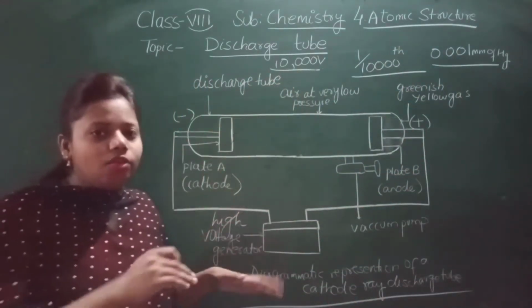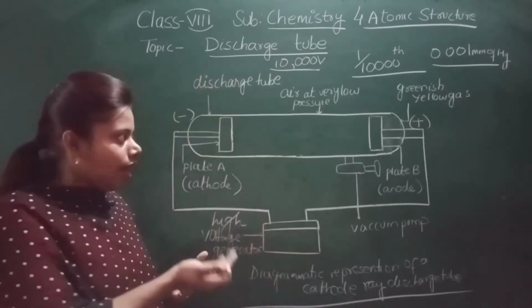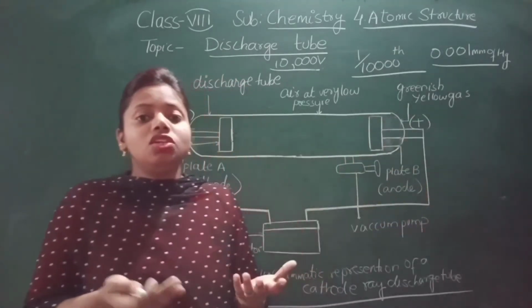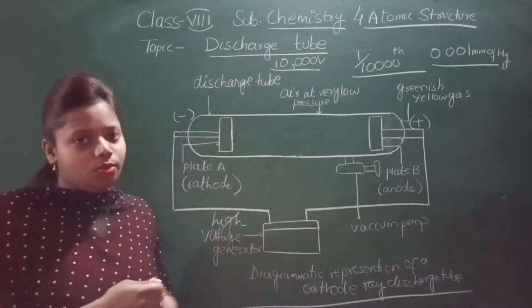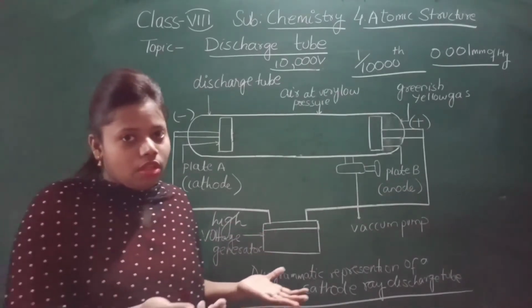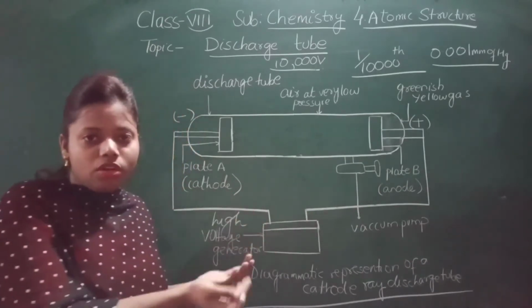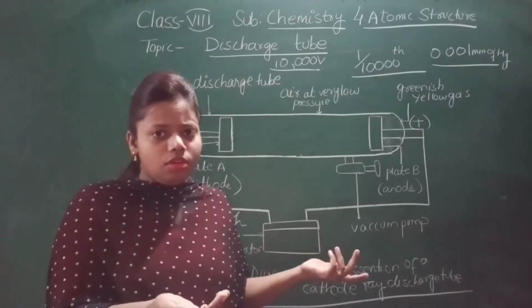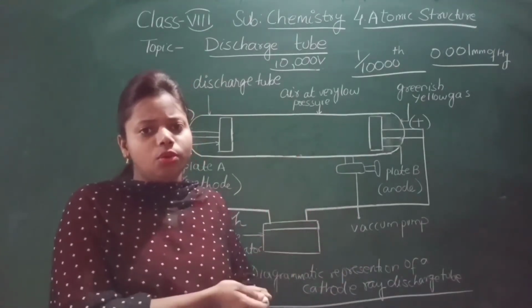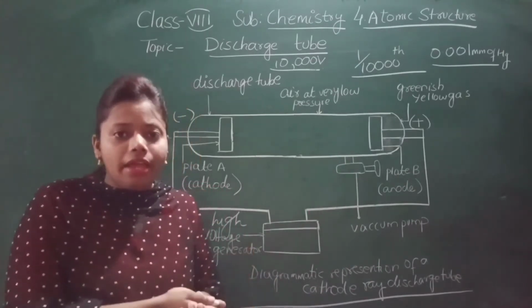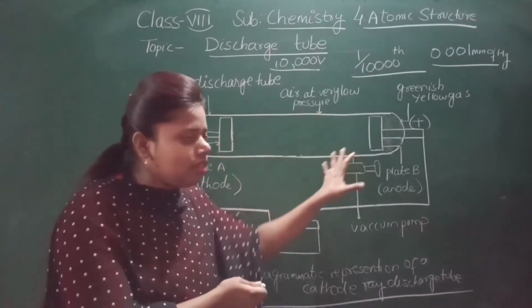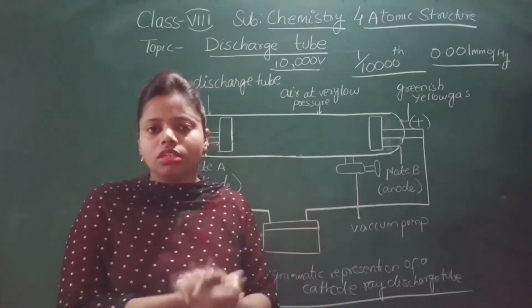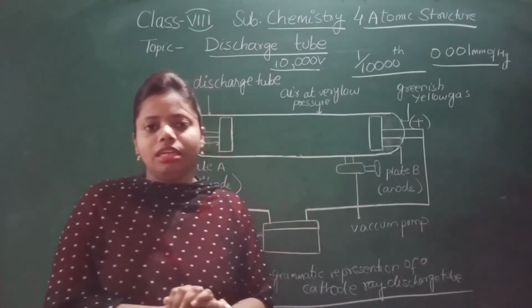So when this high voltage was supplied, greenish yellow gas glowed behind plate B. How did this gas glow? Just the current was supplied, high voltage was supplied, and the greenish yellow gas was glowing. It is not in touch with anything, so how did it glow? It glowed because something invisible is there in this glass tube, because of which greenish yellow gas glowed behind this plate.